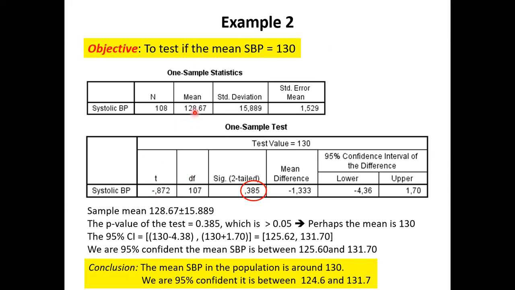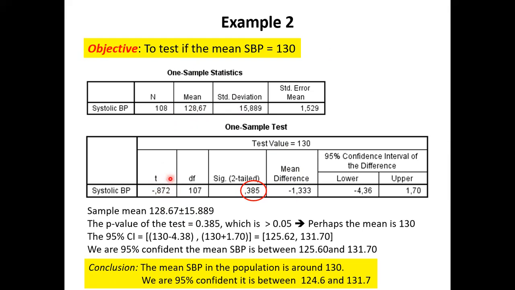So we are testing whether the mean is 130. We observe 128. How much difference between these two? So that's a mean difference. A difference of 1.3. So calculate the t-value.